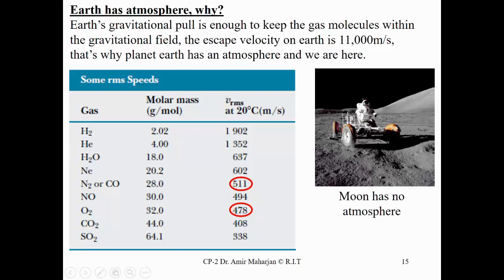Whereas the Moon's gravitational pull is very small, so the Moon can't keep the gas molecules, because the RMS velocity is greater than its escape velocity. That's the reason the Moon doesn't have any atmosphere, whereas Earth does have an atmosphere.